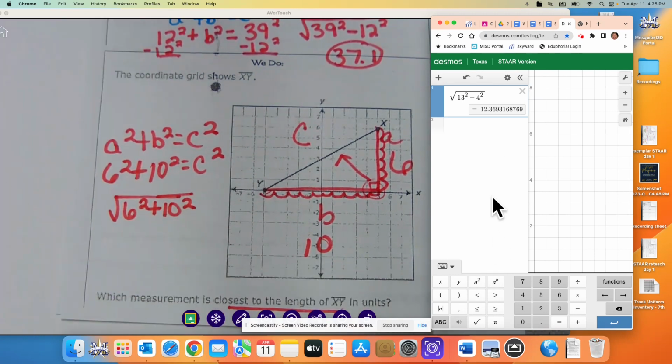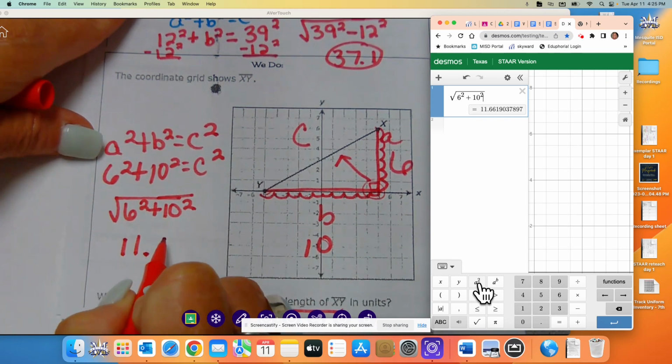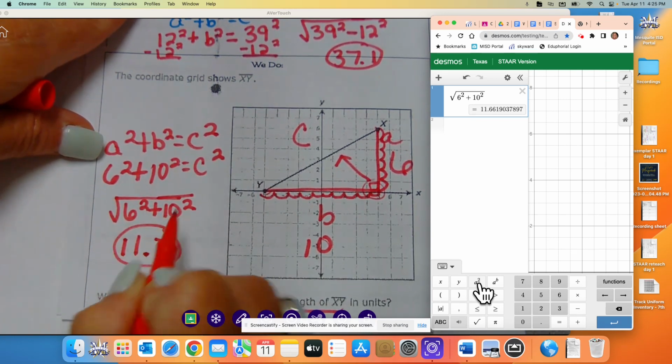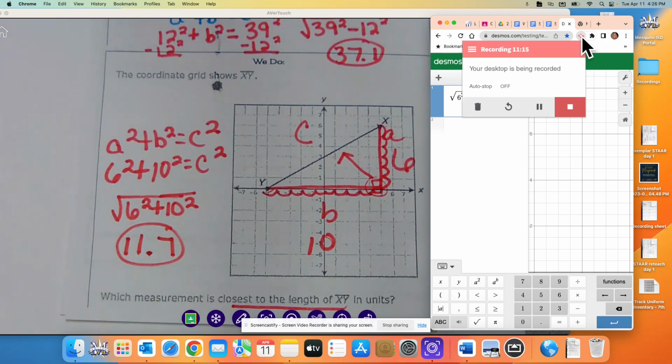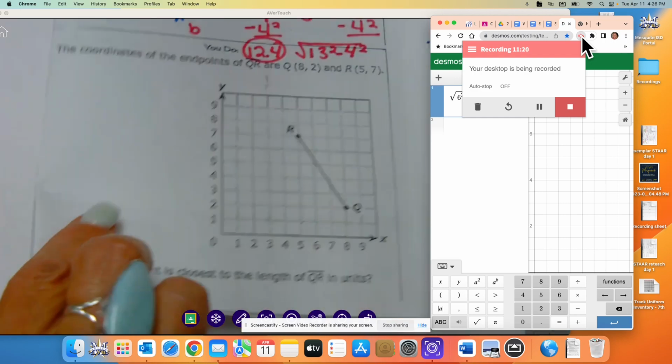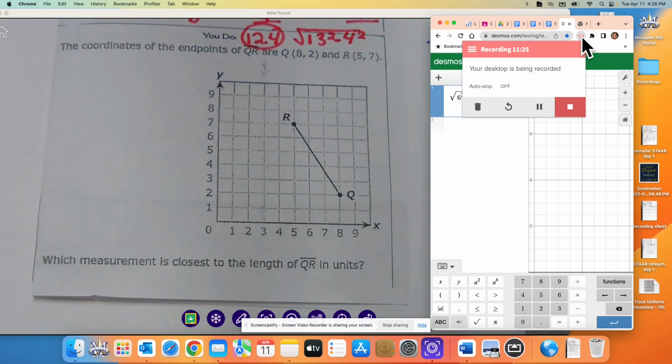Okay, so I'm going to come over here to Desmos, and I'm going to exit out. I'm going to put the square root symbol, and I have 6 squared plus 10 squared. And I'm going to round to the nearest 10th, and you get 11.66. So to the nearest 10th is 11.7. Okay, so I'm going to pause the video, and now I want you to do this one.